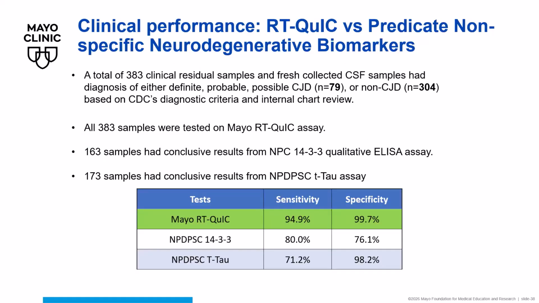Quickly, some of those non-specific neurodegenerative biomarkers. I mentioned before 14-3-3 and tau. This is a study we did with 383 residual samples, just demonstrating, this isn't new knowledge, that RT-QuIC certainly outperforms those non-specific biomarkers. We get very high sensitivity and specificity.